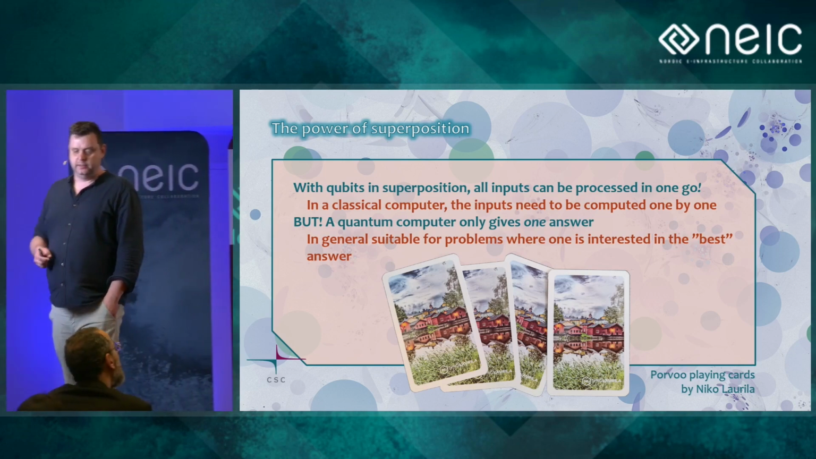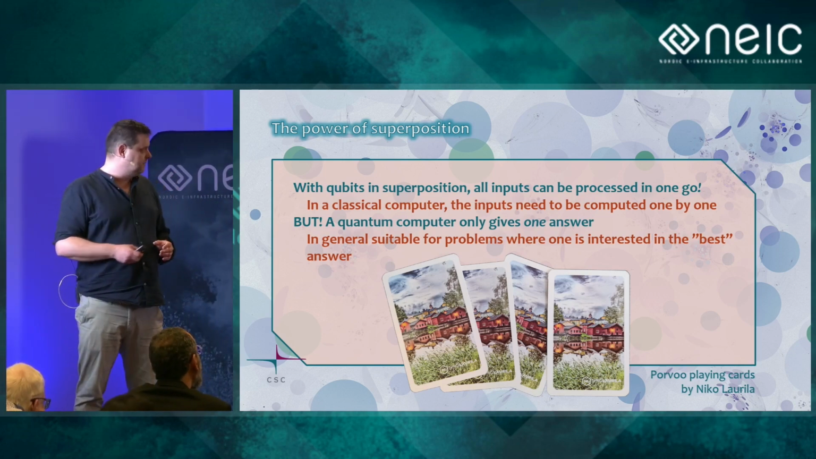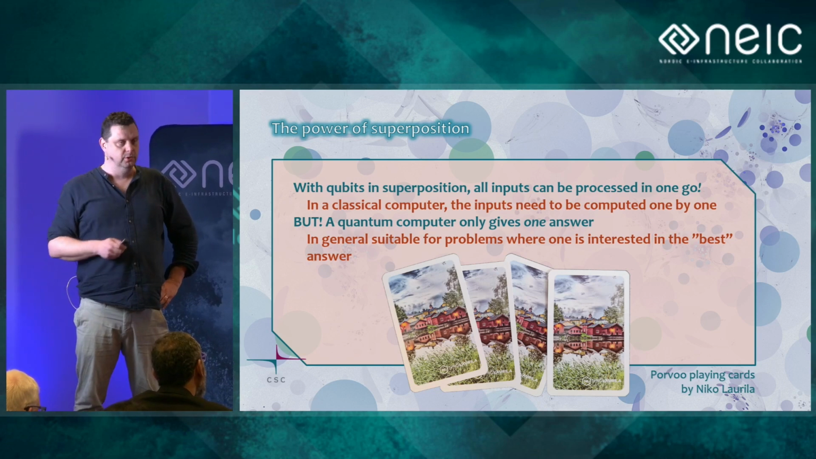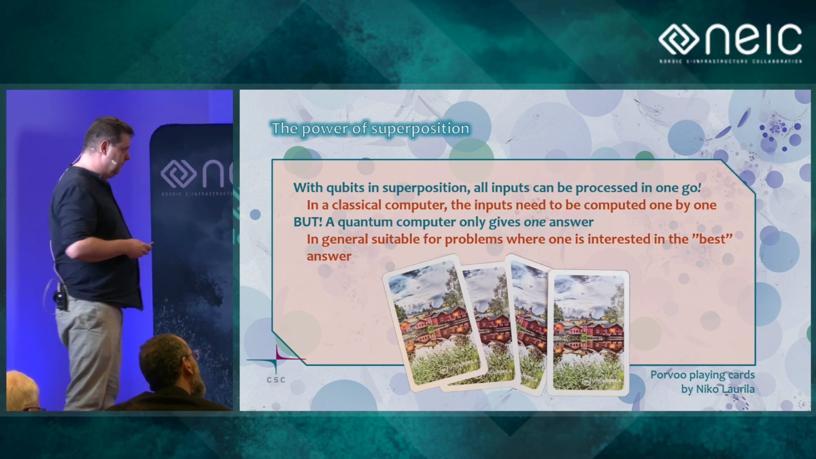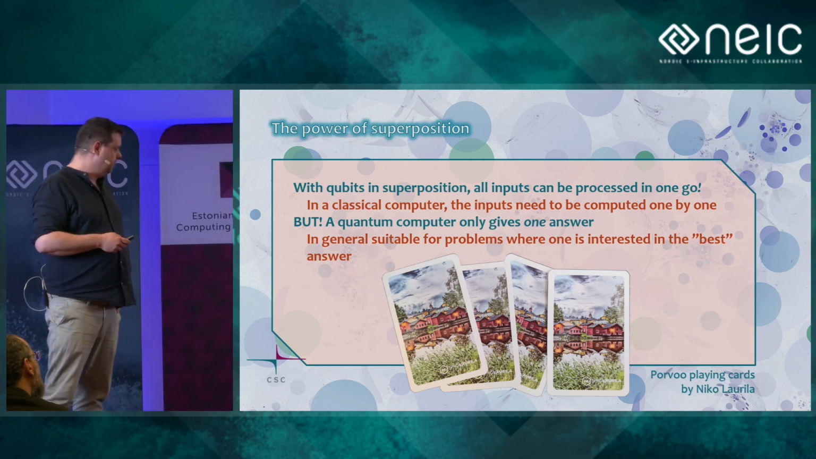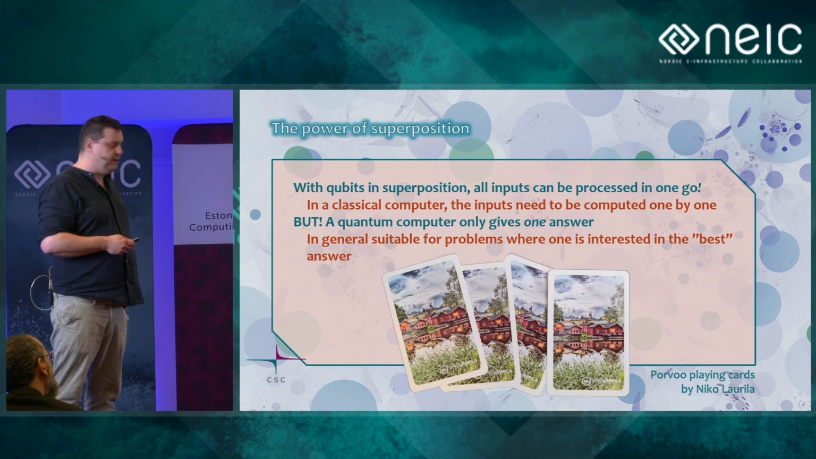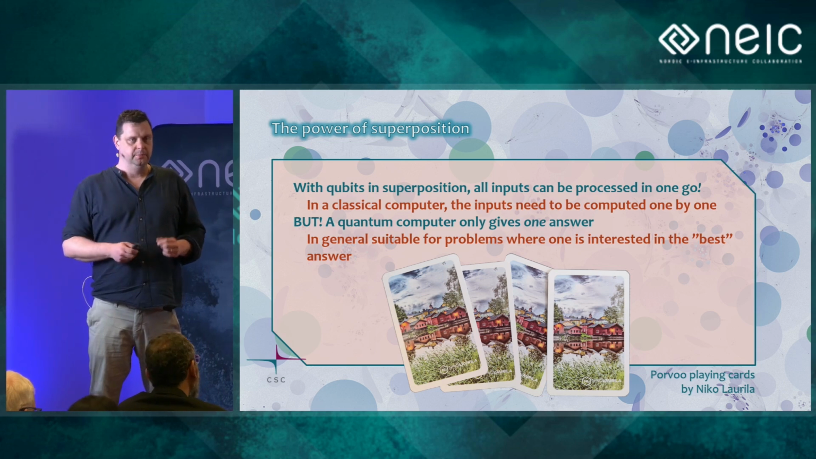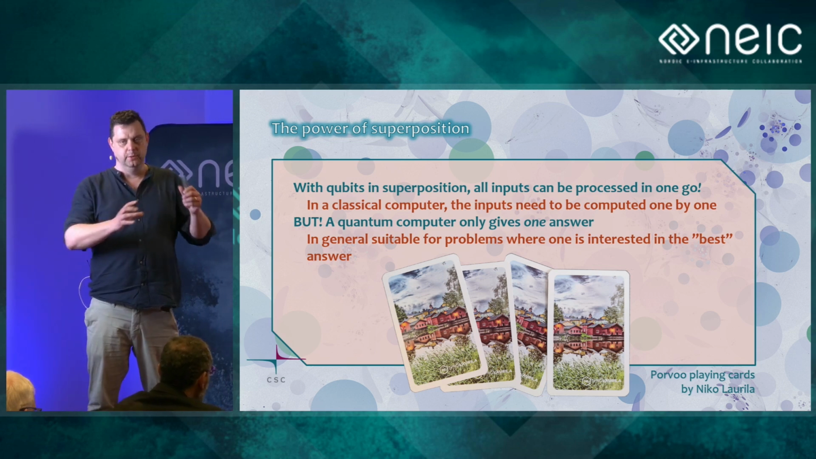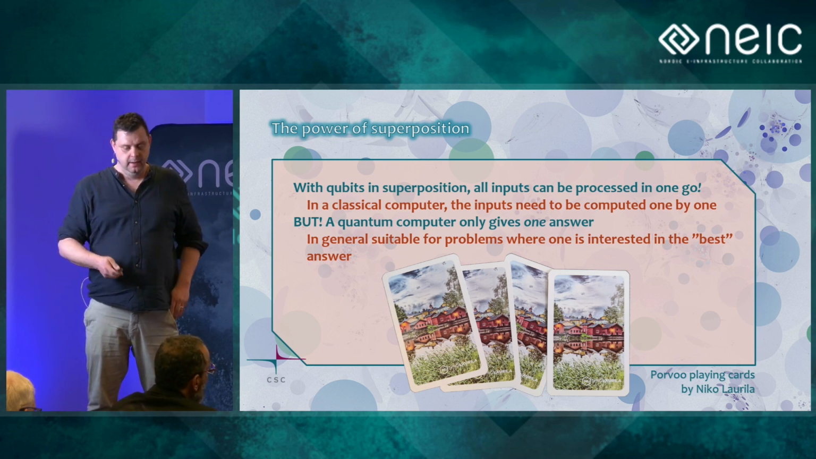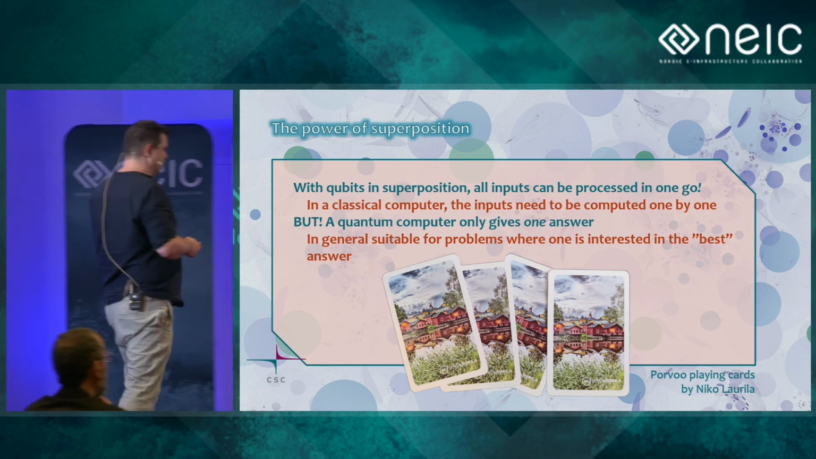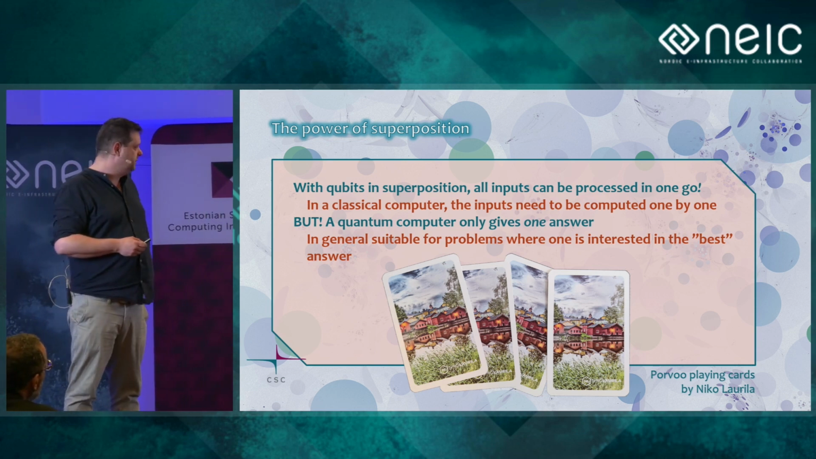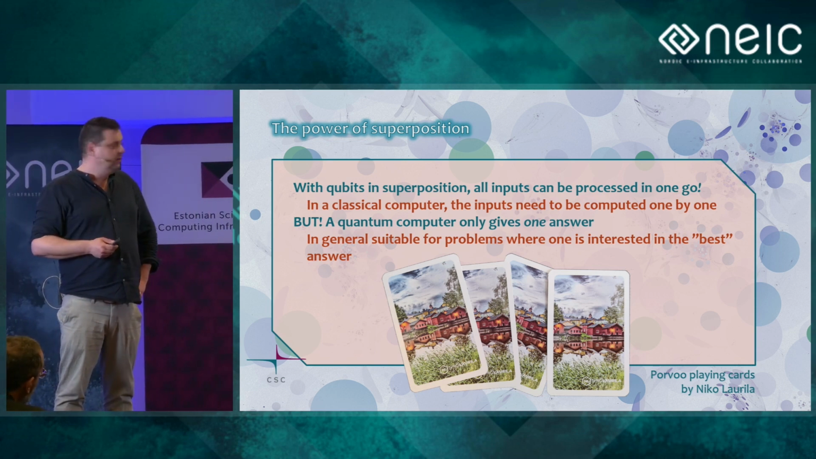So when we have these qubits in this superposition, when you have it as both 0 and 1, or some portion of state 0 and state 1, it means that all these inputs can be processed at one time. We'll show it a bit later in a more explanatory way, but the difference here to a classical computer is that in a classical computer, the inputs need to be computed one by one. But in principle, in a quantum computer, you can make a superposition of all the inputs and then process them all at once. But at the same time, we should remember directly that the quantum computer only gives one answer. So even if you would be able to feed it with lots of input in superposition at one go, you always only get out one answer in the end.